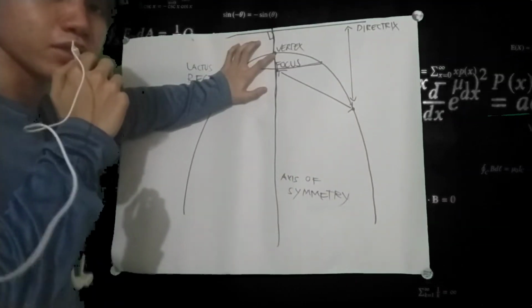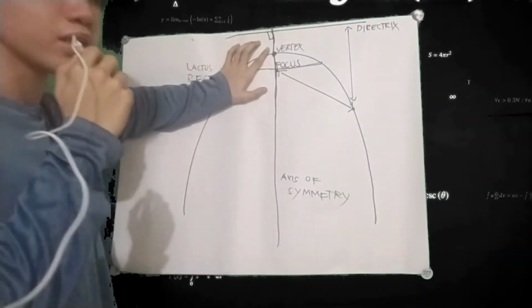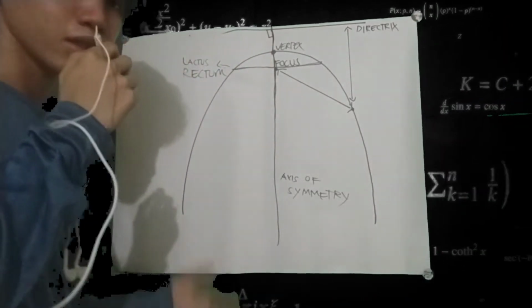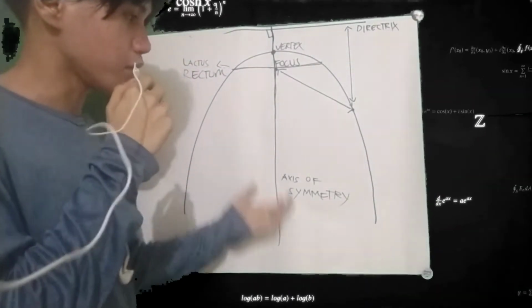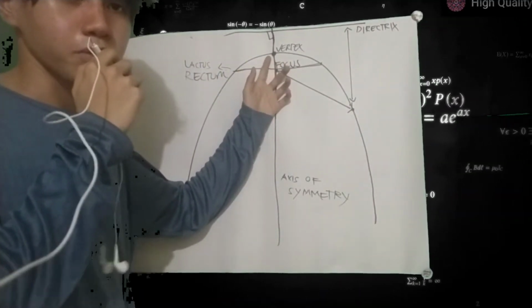This point right here is called the vertex, which is, depende sa opening ng parabola, it could be the highest or the lowest point of it. For instance, if yung opening ng parabola is downward, which is what we have here as an example, ang vertex is the highest point of it.